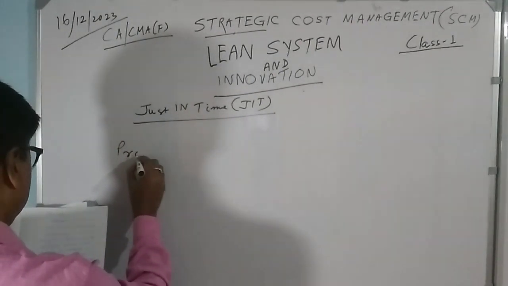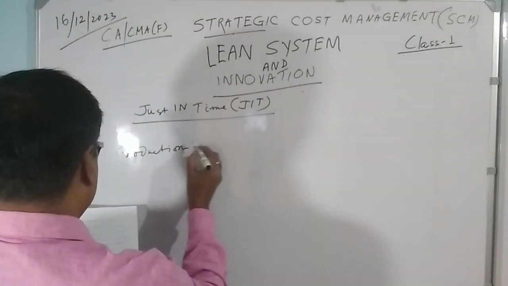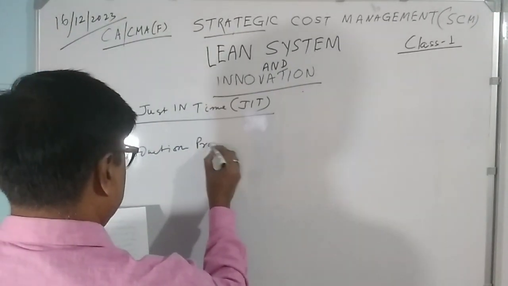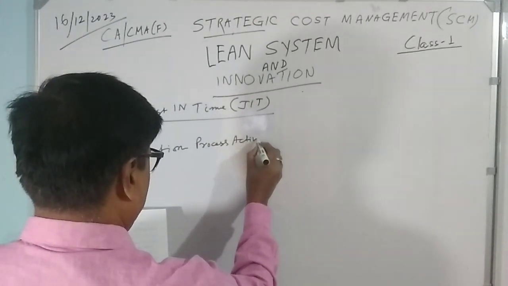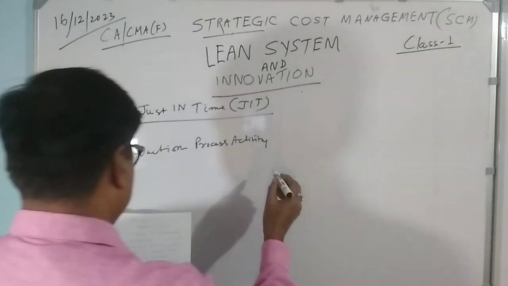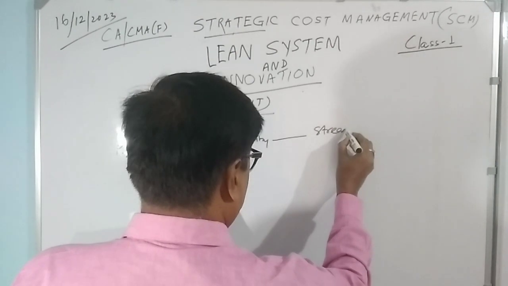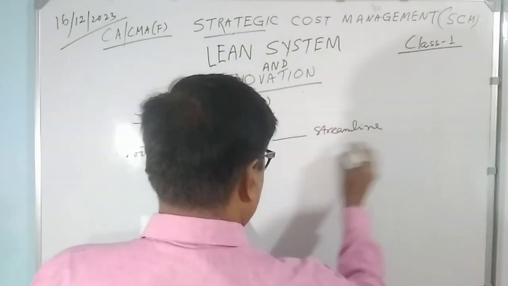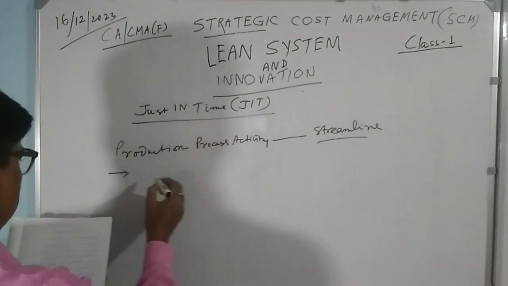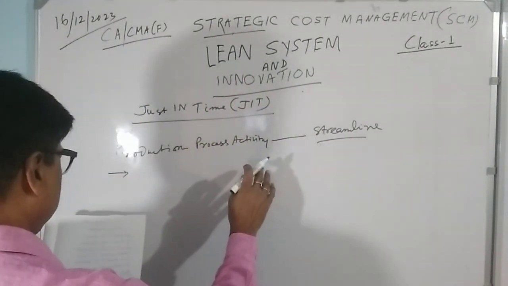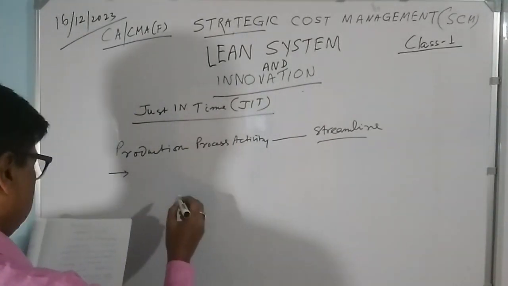Production process activity, what is that? You have to streamline that production process activity. You have to streamline. So what will be affected with that? Once you streamline your production processes through certain ideas, in such situation what will happen?